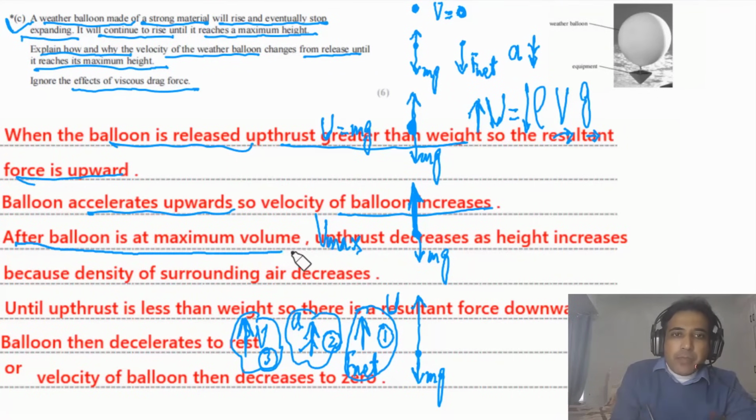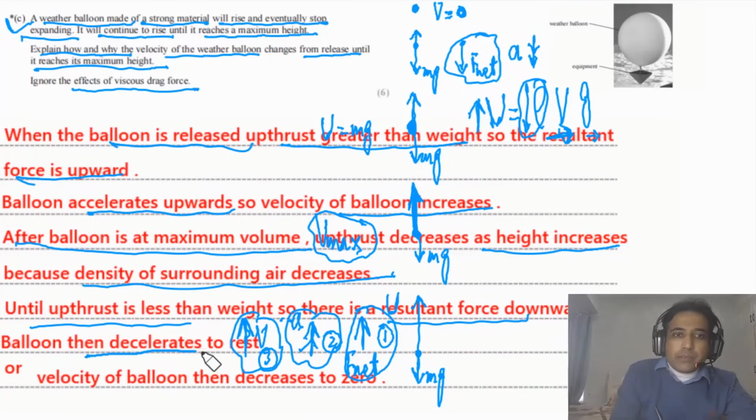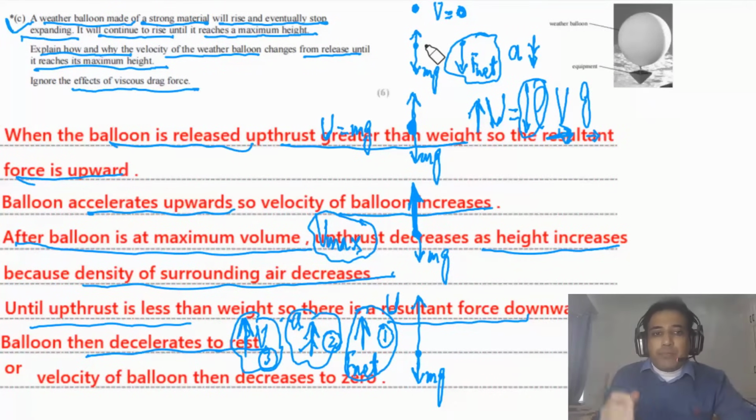After the balloon is at maximum volume, meaning it has reached Vmax, upthrust decreases as height increases, because the density of surrounding air decreases. We have mentioned here density decreases, volume is constant now until upthrust is less than weight. So here upthrust is less than weight, so there is a resultant force downwards. The balloon then decelerates to rest. Finally its velocity becomes zero. A beautiful question, very nice question.